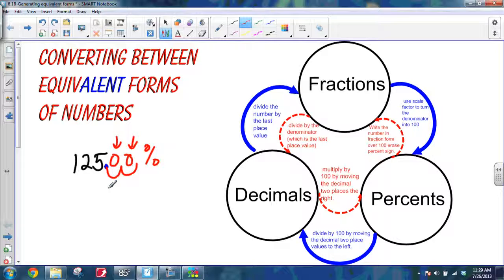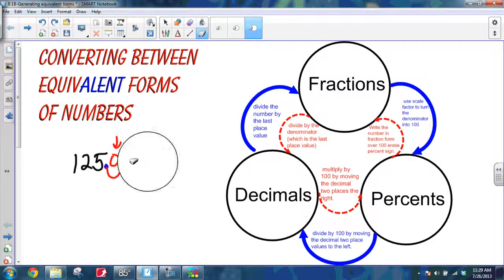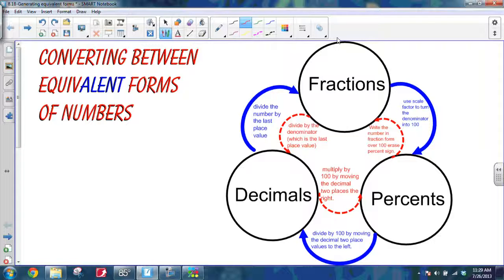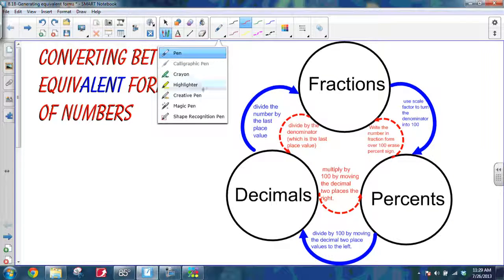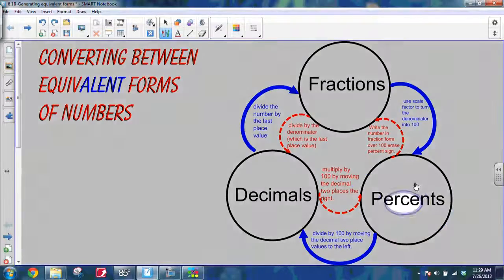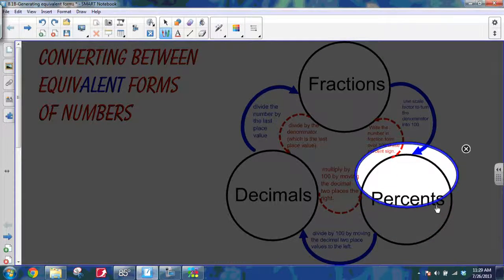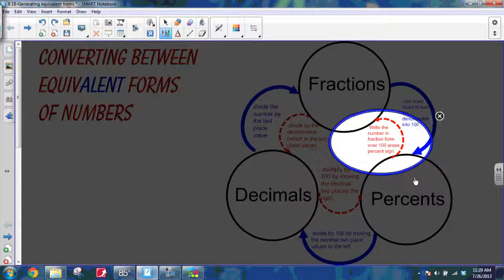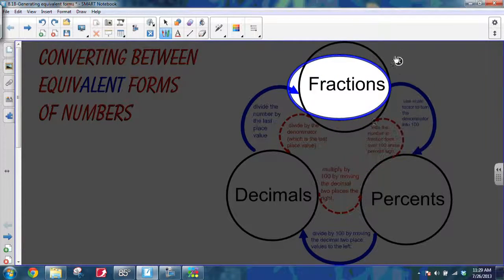I definitely want you to see that even when you don't see a decimal, you should know where it is. And you still have to follow the rules to turn a decimal, or in this case a whole number, into a percent. So let's say I have a percent and I want to go to a fraction. Well, the process states I need to write the number in fraction form over 100, then erase the percent sign, and that will leave me with my fraction.